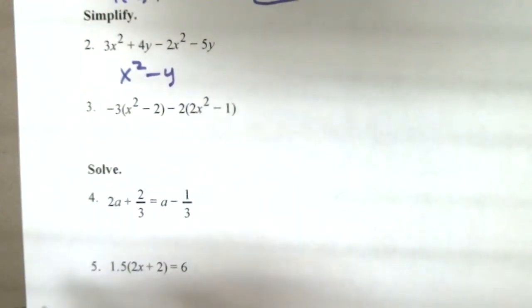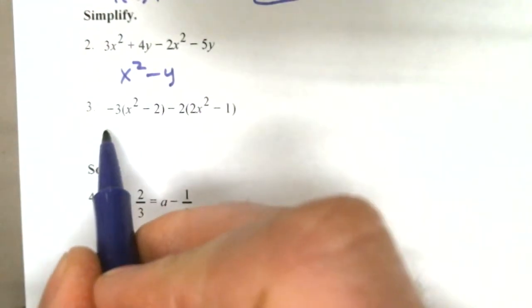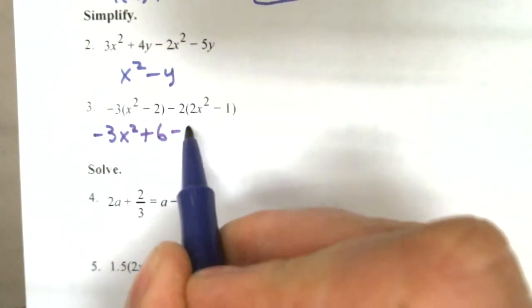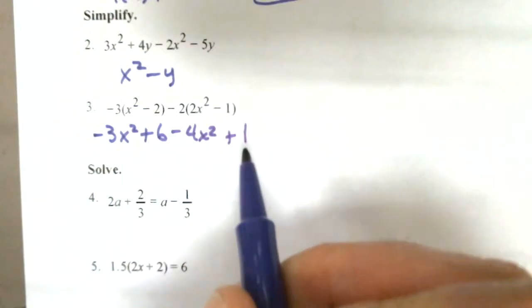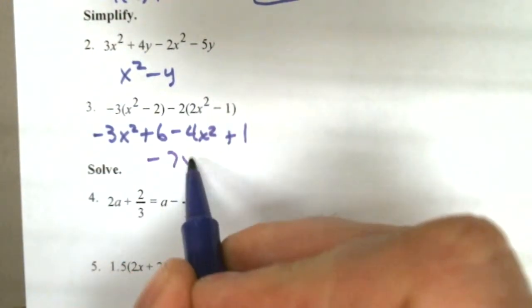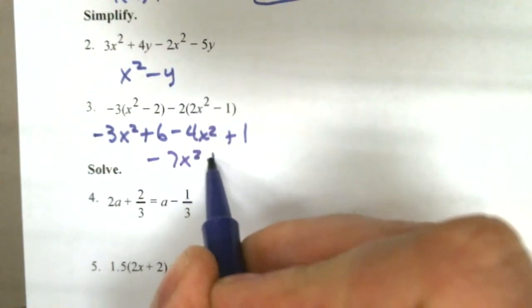Question number 3. We need to do our distributing first, so I get negative 3x squared plus 6 minus 4x squared plus 2. Putting those like terms together, I get negative 7x squared plus 7.